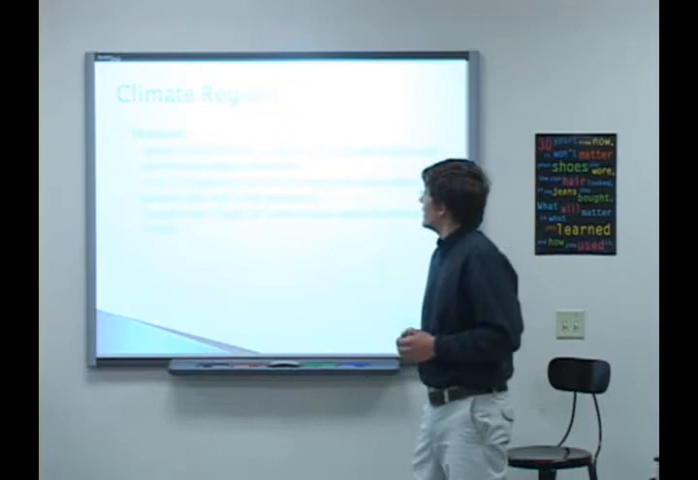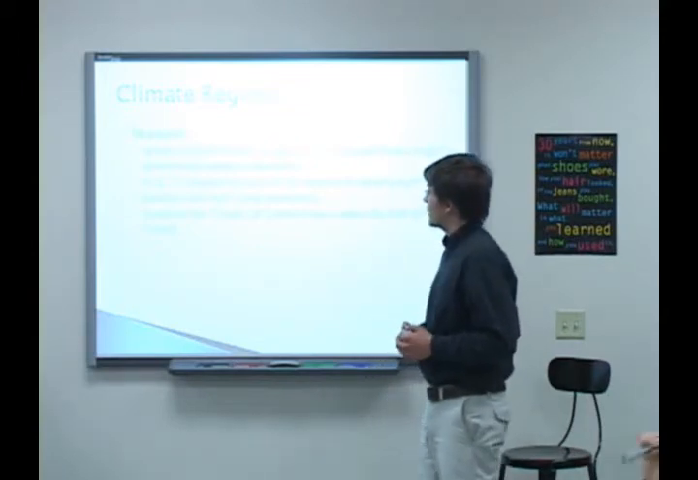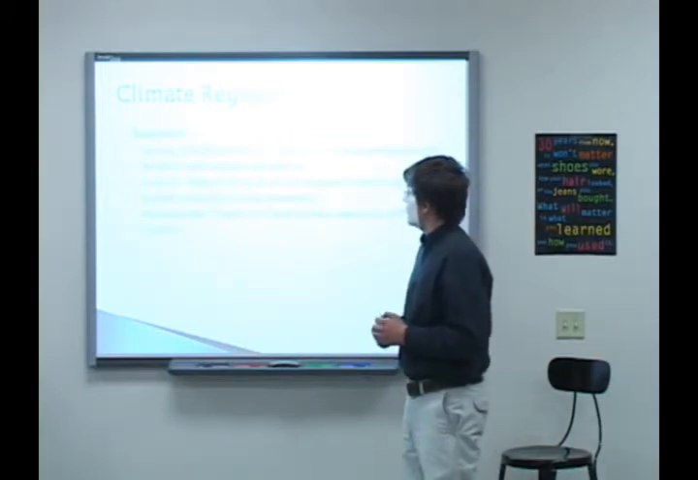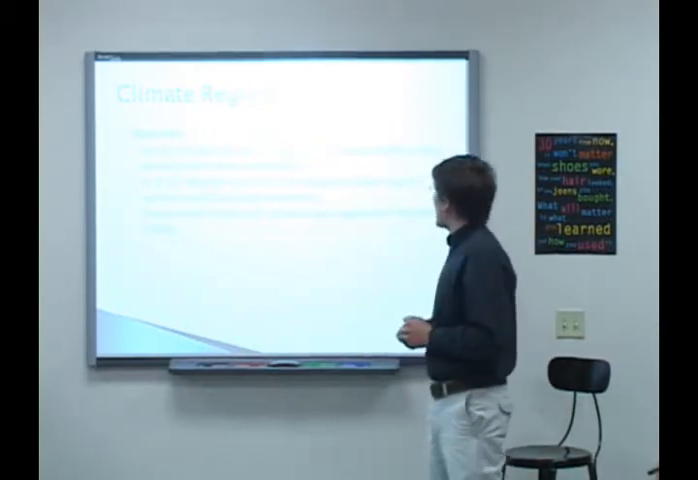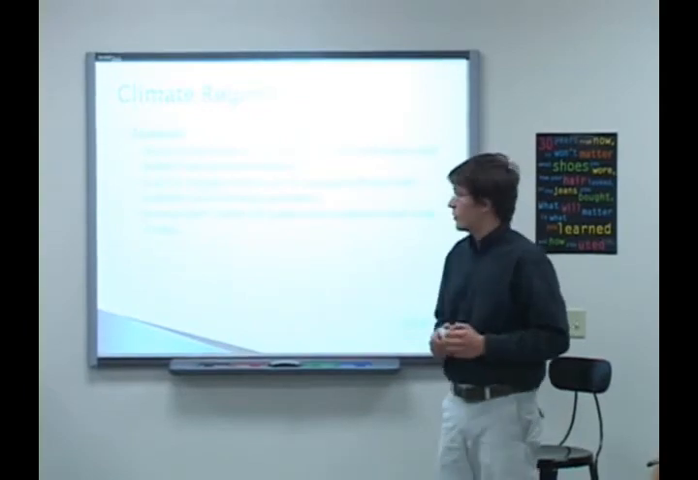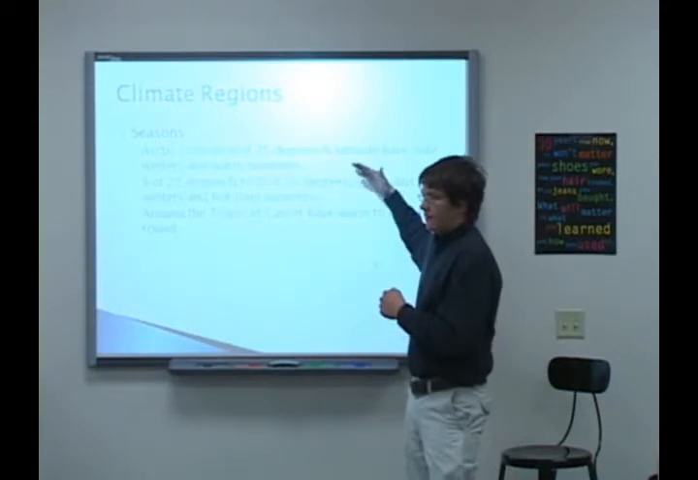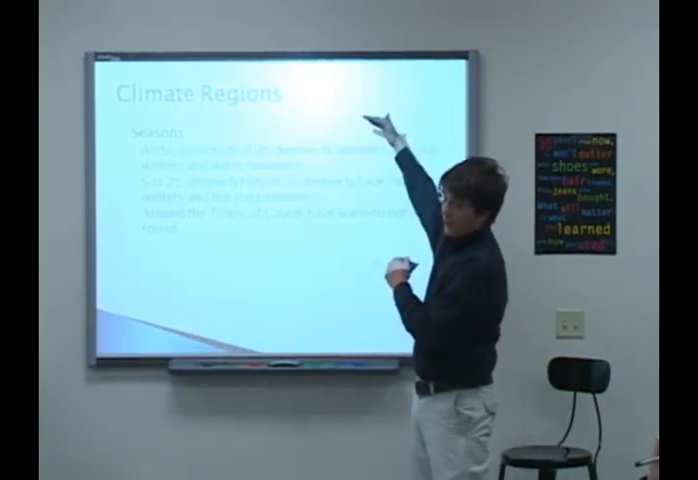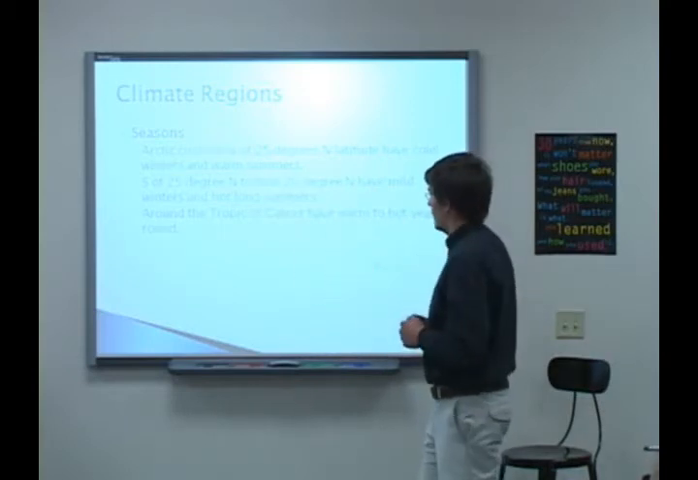The climate regions. The areas of this continent from the Arctic Circle to north of the 25 degrees north latitude have cold winters and warm summers. That would be in upper Canada, way up north in Canada to about where the Saskatchewan and all the Canadian provinces are formed.